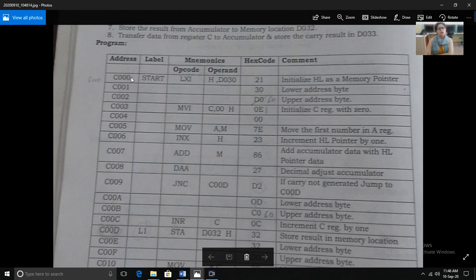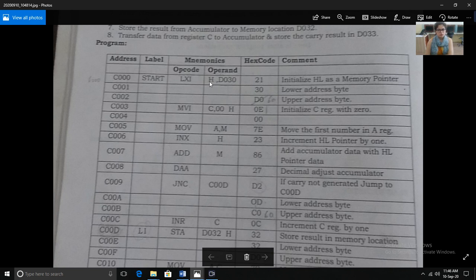So let's start with this. This is address, label, mnemonics, hex code, and this is the comment section. The starting address is 6000, the label is START, and the opcode is LXI. You know what LXI is? The LXI instruction is used to move the data from a specific memory location to the HL register pair. This is the operand. In the operand, I have mentioned the H register.